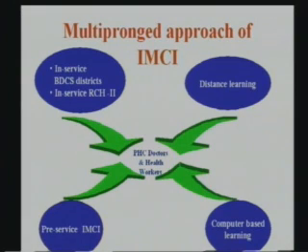You will see in this last slide which Dr. Jaina was showing, that distance learning. Here IGNOU plays its role by including this IMCI in the PGDMCH course.